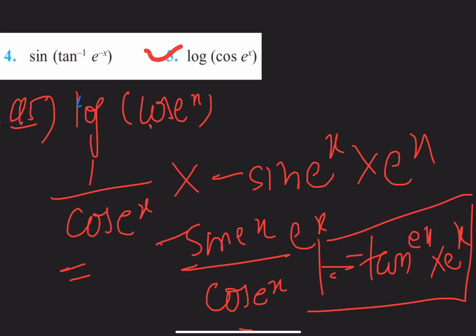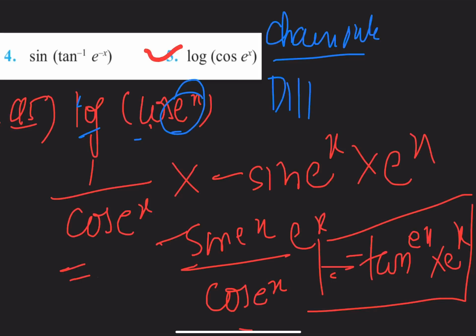Just a quick recap of what we have done. There are three functions in this question: log, cos and e. So first differentiate log with respect to cos e to the power x, then differentiate cos with respect to e to the power x, and then differentiate the e to the power x. The chain rule just says, in order, differentiate all the functions which are there, and you would definitely arrive at the conclusion.